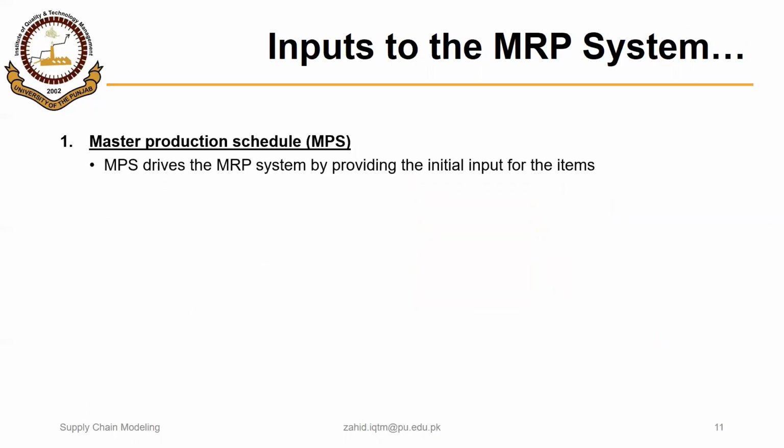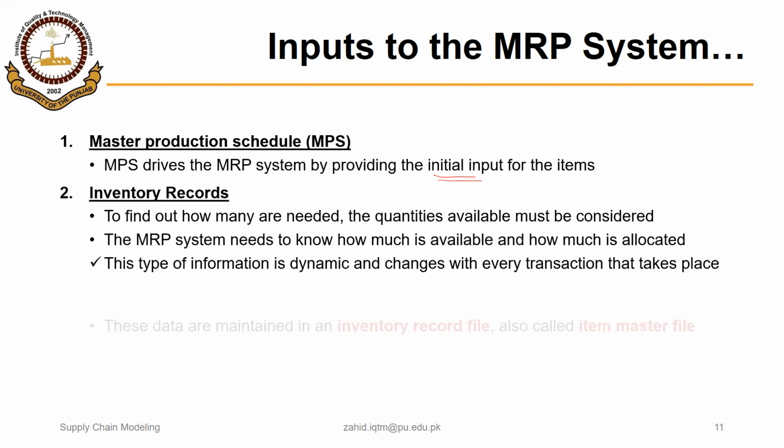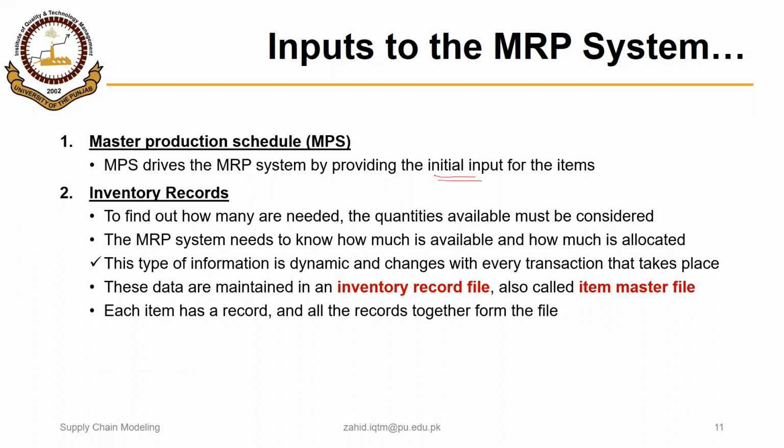So one of the inputs is MPS. We have discussed MPS in detail. MPS drives the MRP system by providing the initial input for the item, which we call the gross requirements. The inventory records, we will see one example of this in the following slide. It is used to find out how many are needed. The quantities available must be considered. So what is the current status of the inventory of the item that we are talking about?